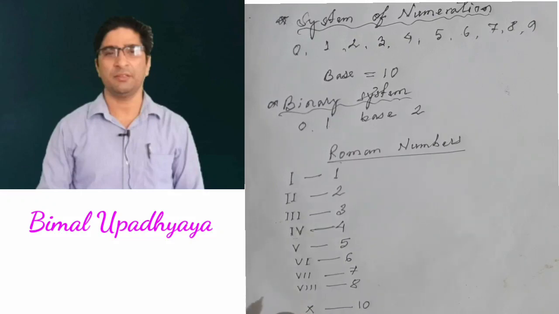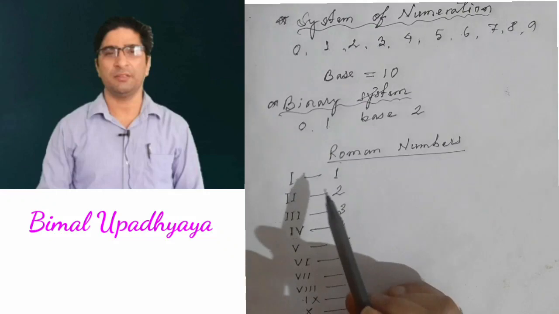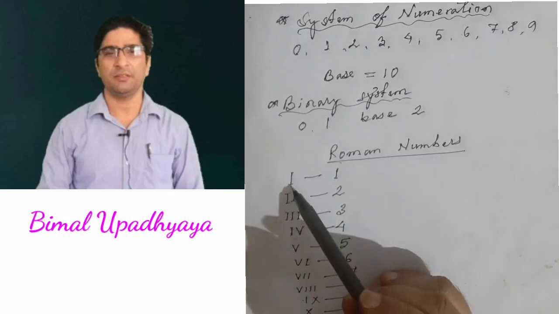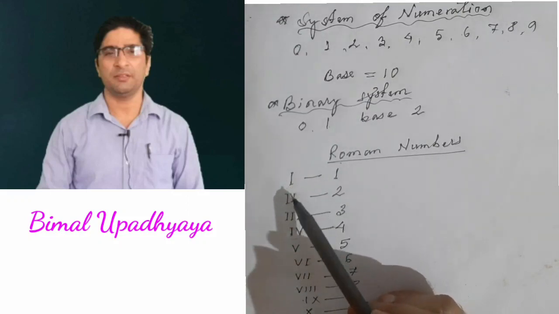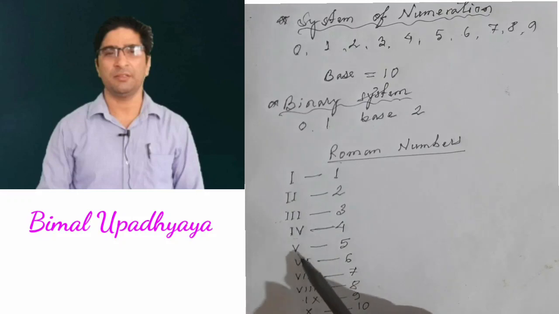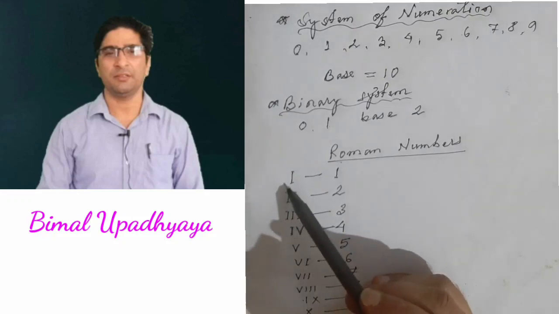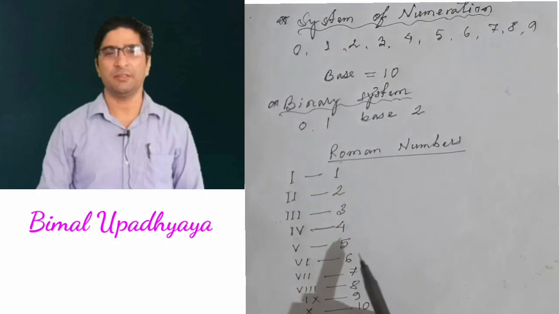If we place I on the left side, then 10 minus 1 will be 9. So this is 9, which means it is 10 minus 1. Now I have 3 symbols here, I, V and X. I stands for 1, V stands for 5 and X stands for 10.